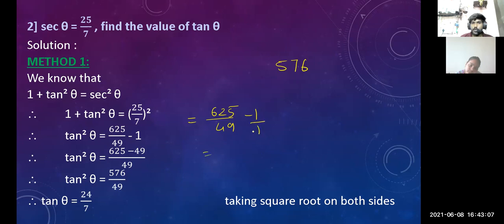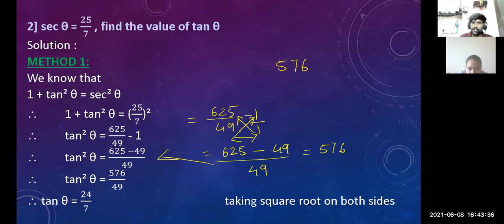So this is 1 upon 1. When you do it, this becomes 625 into 1, that is 625, minus 49 into 1, that is 49. And as I told you before, whenever there is a minus or a plus sign and you do cross multiplication, you have to multiply the denominator also. So 49 into 1, 49. That is why we get 625 minus 49 upon 49. And 625 minus 49 is 576. So 576 upon 49. Now is it clear? Yes.